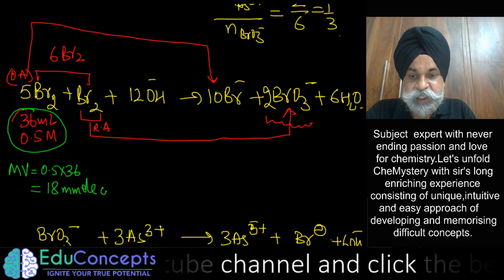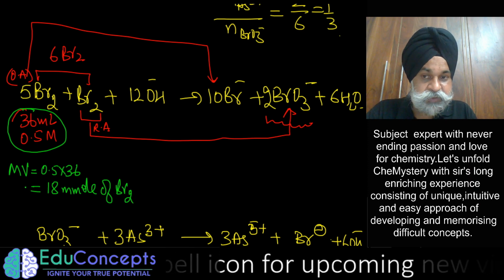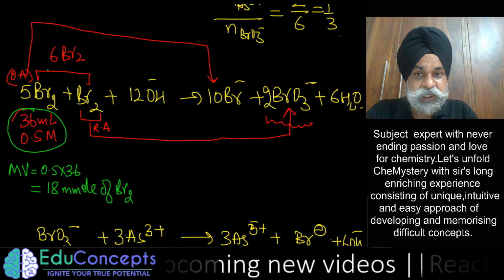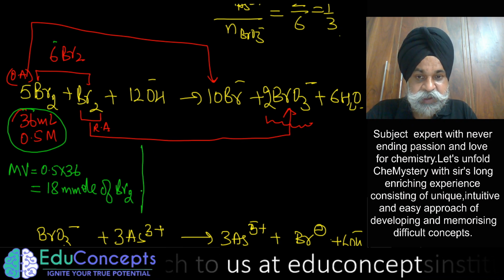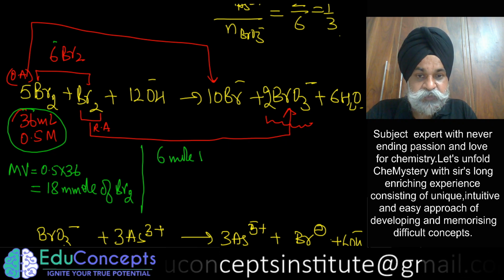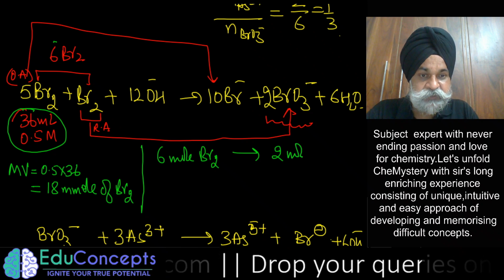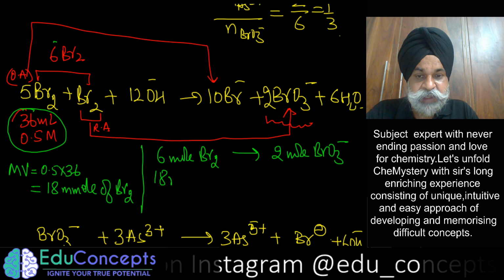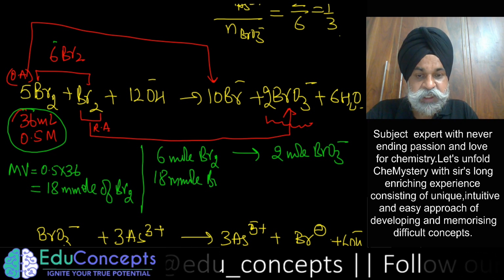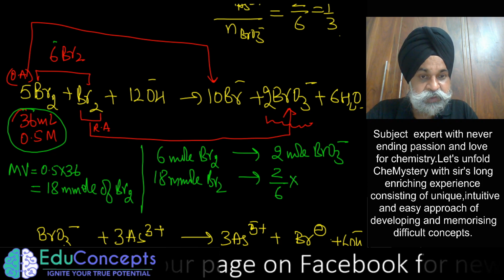So you have 18 millimoles of bromine 2. Is it okay? So I can say 6 moles of bromine as per the reaction gave me 2 moles of BrO3 negative. So as simple as that, 18 millimoles of Br2 would give me 2 by 6 into 18.